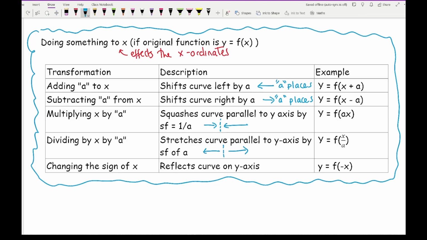And when you are changing the sign of x, this is basically going to be a reflection in the y-axis. So imagine that you've got a mirror line on the y-axis and you're simply going to reflect the curve in the y-axis.